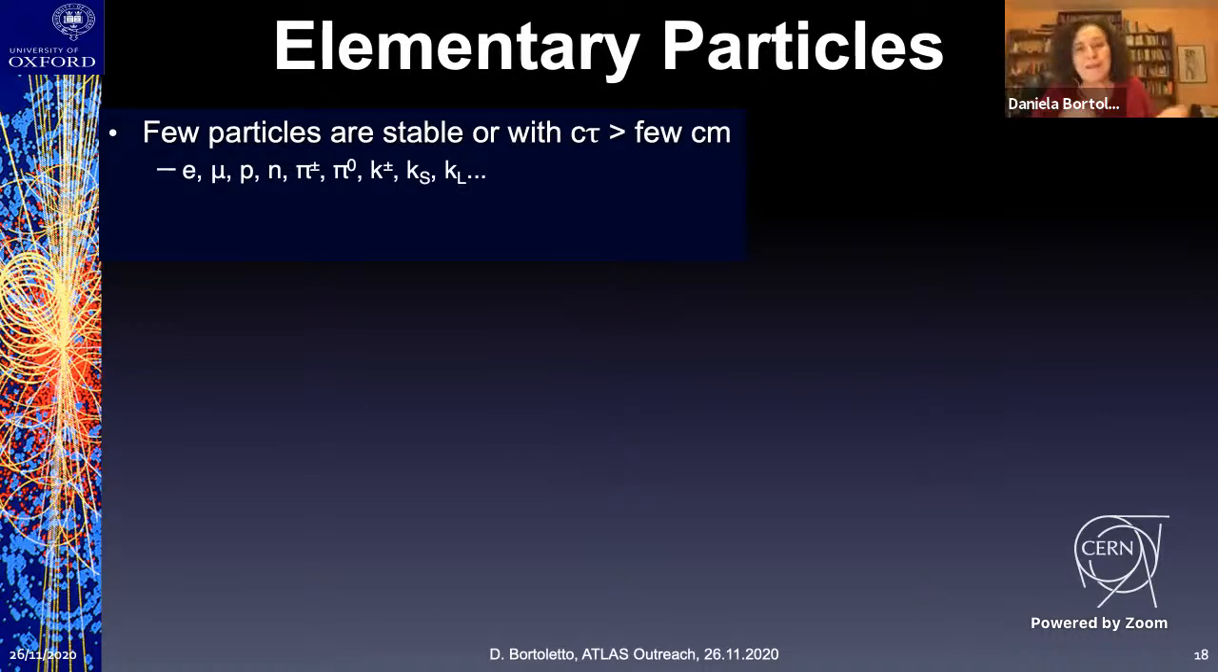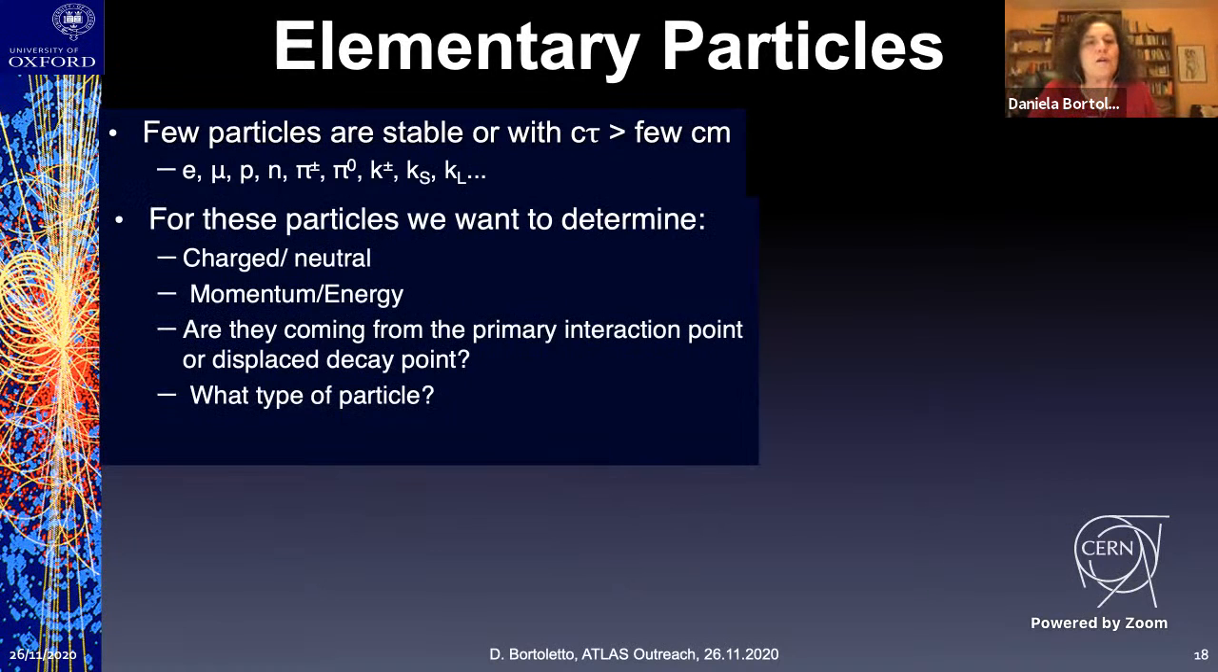So the elementary particles that we are really after measuring in our detector are the electron, the muon, the proton, the neutron, pions, kaons, K short, K long, particles that are stable or that live long before decaying, okay? So for these particles, we want to determine everything. We want to determine if they're charged, if they're neutral.